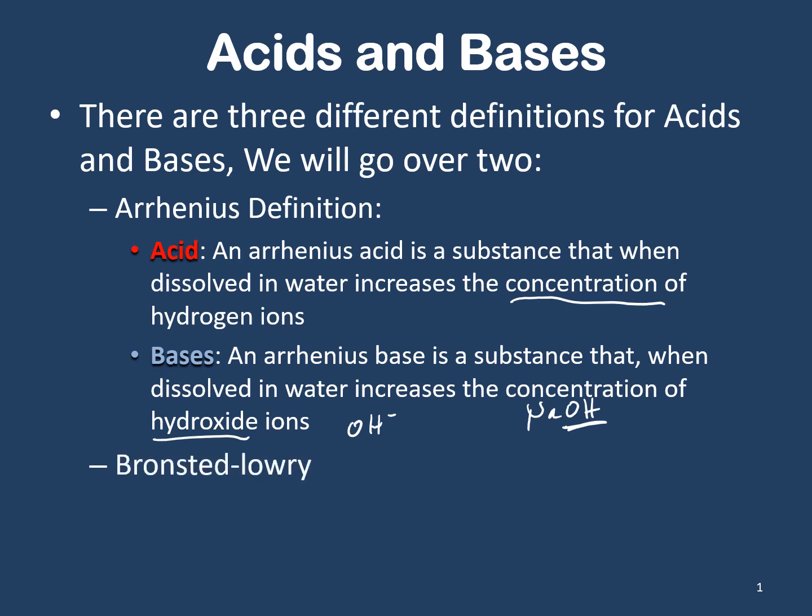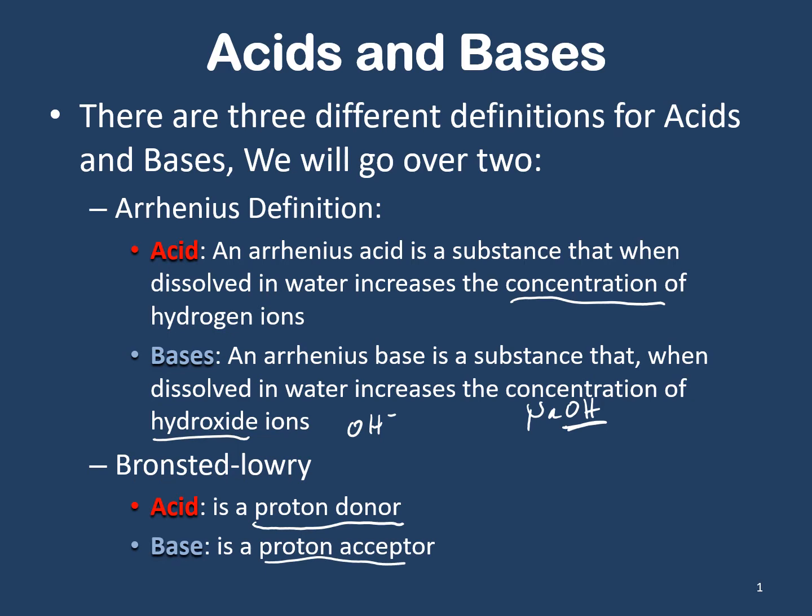The second definition that we're going to go over that we probably won't use very much until you hit Chem 1B, Chem 1B uses this definition all the time, is the Bronsted-Lowry definition for acid bases. And it states that an acid is a proton donor and a base is a proton acceptor. And really, an acid-base reaction is just the transfer of a proton.